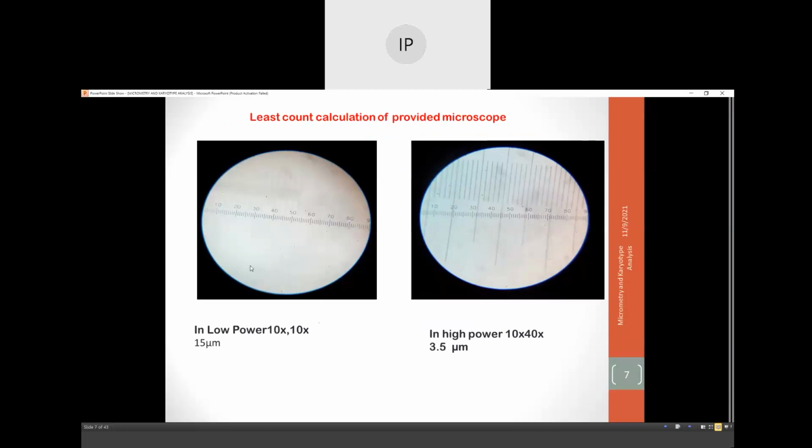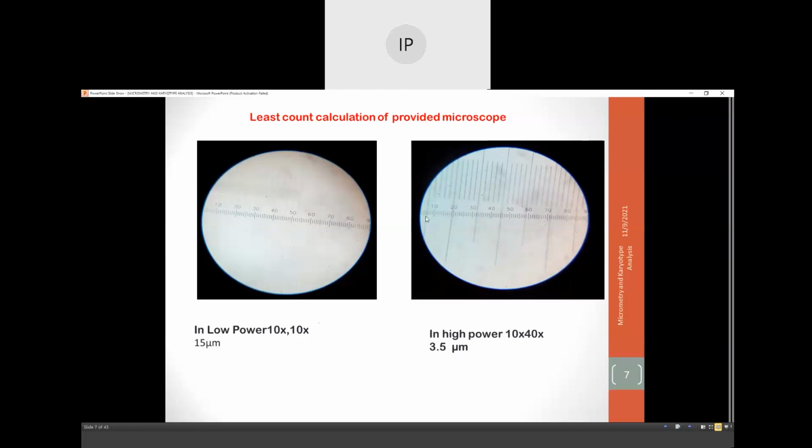Now this you can see in this slide. You can see the ocular micrometer at 20 is being coincided with the stage, and you can count the number of divisions between 20 and 30, that is 1 big line, 2 big lines, and 3, that is 15 stage divisions coincide with 10 ocular divisions. So the least count becomes 15 micrometer.